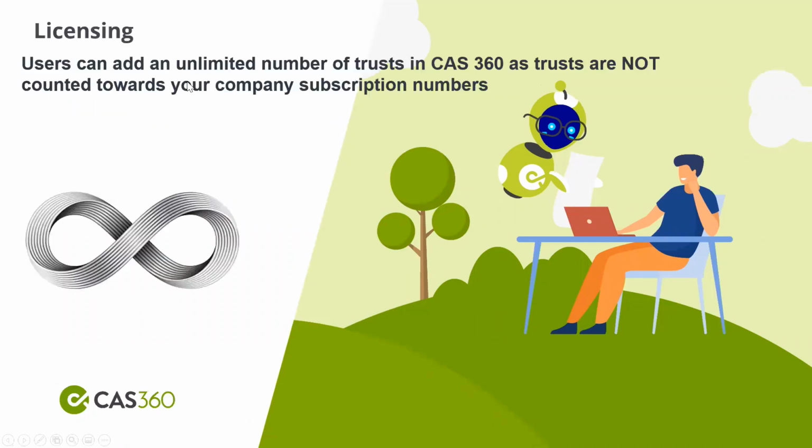With that said, I do want to point your attention to the CAS 360 license. You can have an unlimited number of trusts entered in your CAS 360. I just want to point out that it's not counted towards your company subscription numbers. So you have this feature available. All you need is an active CAS 360 subscription, and you'll be able to enter in all your trusts, because you've got unlimited numbers. Let's have a look at what that looks like within the product. So I'm going to flick across now to CAS 360.